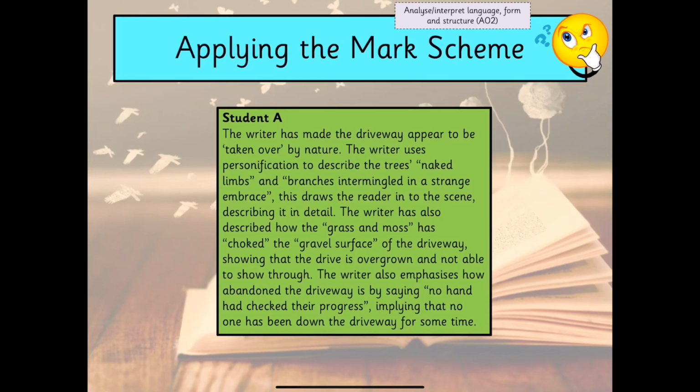So this student has written, "The writer has made the driveway appear to be taken over by nature. The writer uses personification to describe the tree's naked limbs and branches intermingled in a strange embrace. This draws the reader into the scene, describing it in detail. The writer has also described how the grass and moss has choked the gravel surface of the driveway, showing that the drive is overgrown and not able to show through. The writer also emphasises how abandoned the driveway is by saying no hand had checked their progress, implying that no one has been down the driveway for some time."